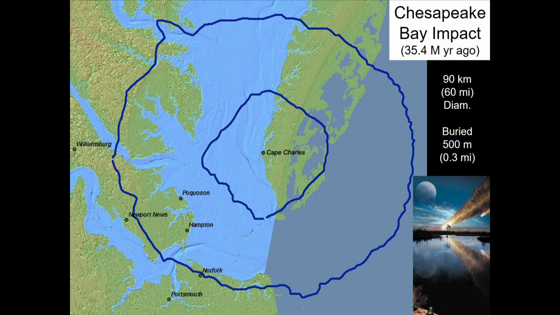Now, a little bit closer to home, for those of you who are from the DC area, you might not realize it, but a very large impact crater is not that far away. The map shows the two rims of this crater centered around the Chesapeake Bay. And so we refer to it as the Chesapeake Bay Impact. But surprisingly, this happened when this part of the continent was underwater.